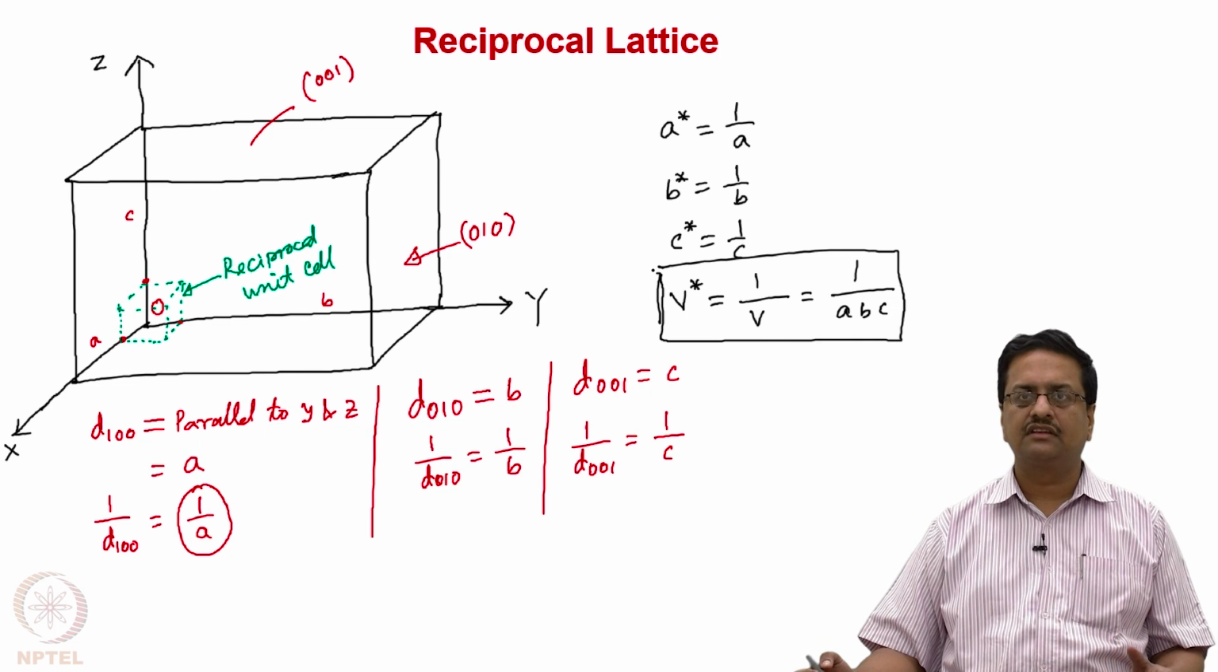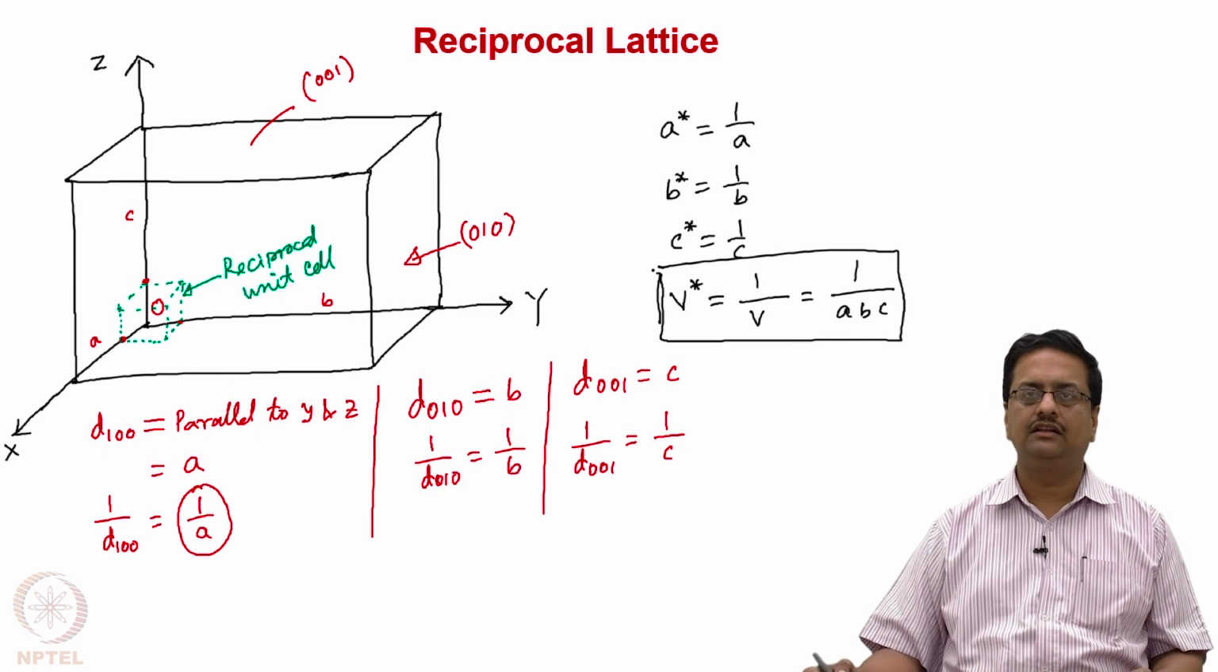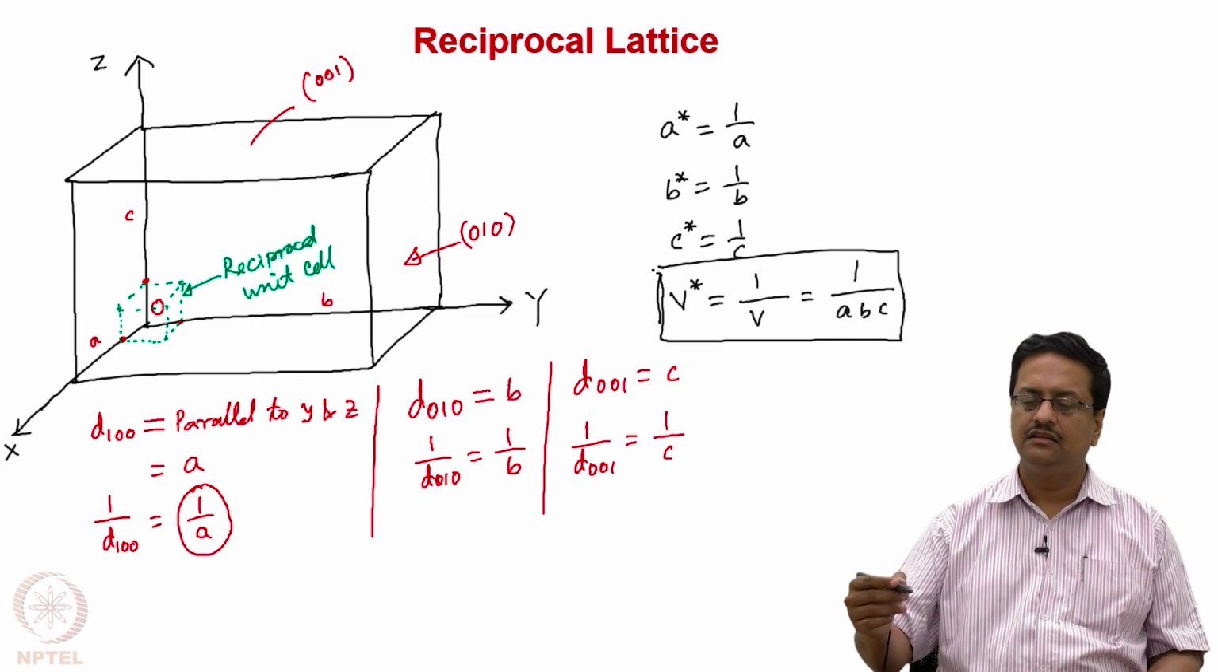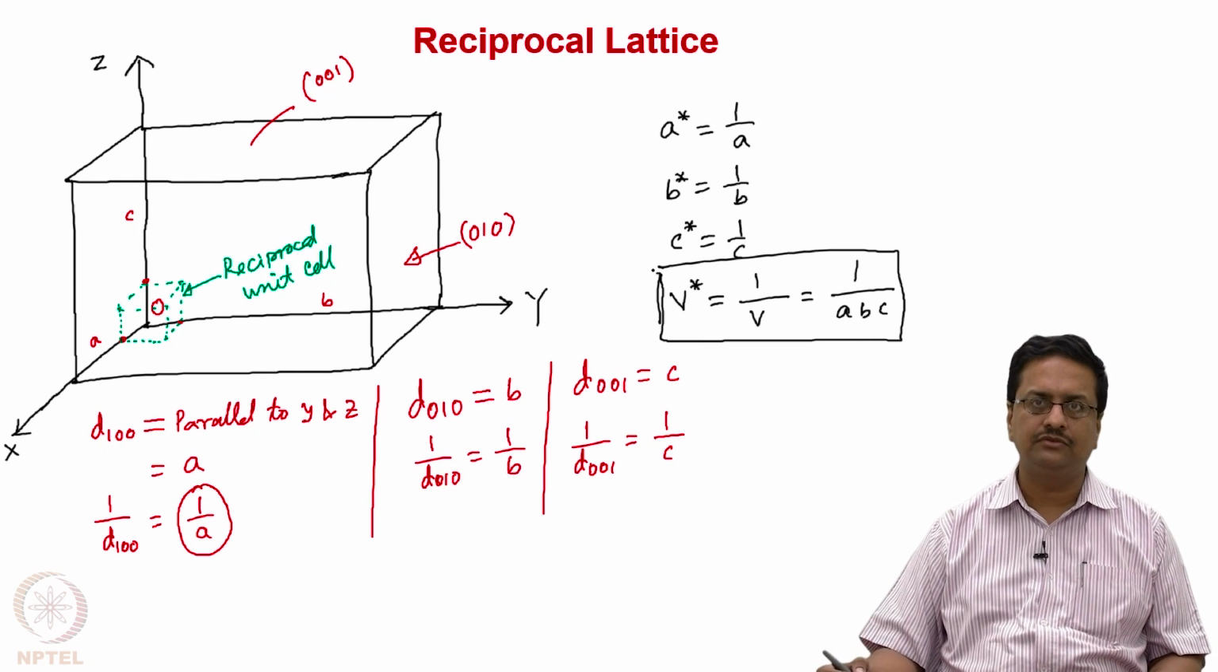So for crystal systems where you have these angles 90 degree, it is very easy to construct the reciprocal lattice as I have shown in this presentation. So today in this lecture we have learned what a reciprocal lattice is, what reciprocal lattice points are, and how to construct a reciprocal lattice for a crystal system with the angles equal to 90 degree. In the next class we will discuss the reciprocal lattice for a triclinic unit cell.